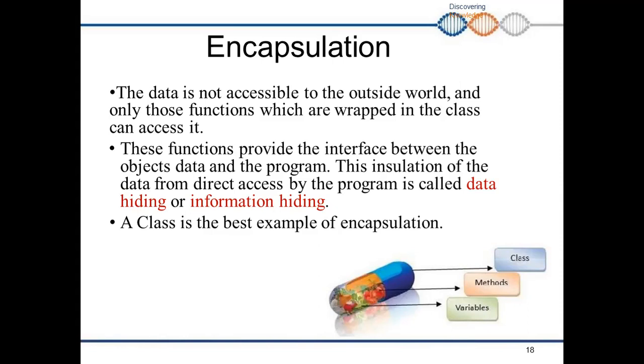Class is the best example of encapsulation, because we write our data members and member functions in a class. If we define a class member as private, then it cannot be accessed outside. Only the functions of that class can access it. So it also provides data hiding, because nobody can access it without permission. If it is private, it cannot be accessed outside the class, so data is not accessible to the outside world.